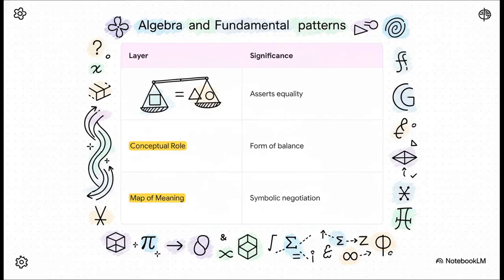Now check this out. An equation actually works on 3 different levels. On the surface, it's a logical function, right? It's just a statement that two things are equal. But on a conceptual level, that equal sign represents the very idea of balance. And at the deepest level, its map of meaning is a symbolic negotiation, a perfect equilibrium struck between competing forces.